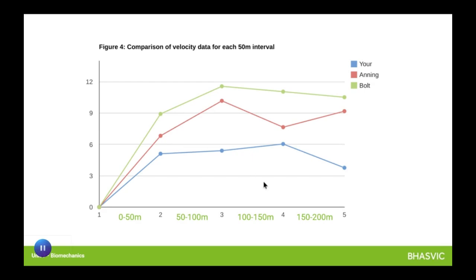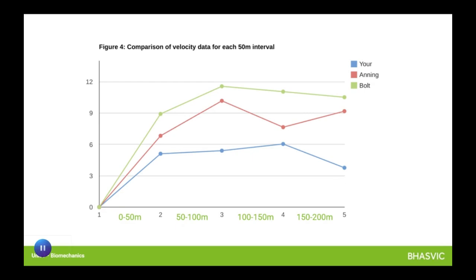Between the 100 to 150 split, Bolt's data shows that there is a slight decrease in his speed, whereas Anning had a steeper deceleration, and my data shows that I had a slight acceleration in my speed. By comparing my data with elite athletes, I can see that my 200-meter technique isn't as efficient as theirs, which could be impacting my time. For the last 50-meter split, Bolt continues to slowly decelerate, whereas Anning finishes her run off strong with a steep acceleration, and my data shows that I had a steep deceleration in my speed.